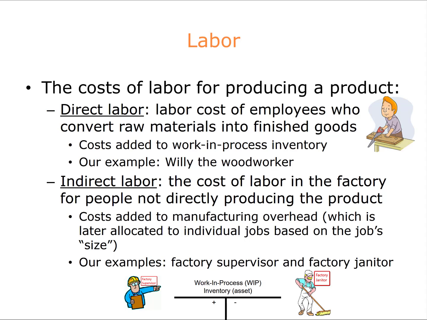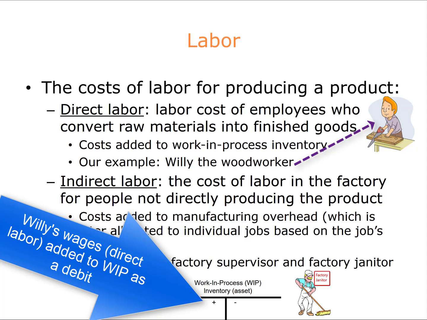Now we'll discuss tracking labor in a job order costing system. To review, if an employee is working on a product, the cost of the employee's salary is tracked as a product cost, initially either as work-in-process inventory or manufacturing overhead. If the employee works directly on the product, like Willie the woodworker, the cost of paying Willie is considered direct labor and is added as a debit to the asset account called work-in-process inventory.